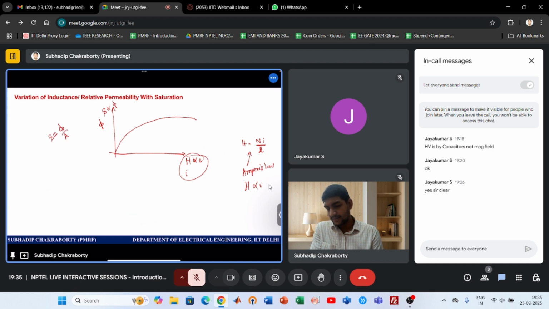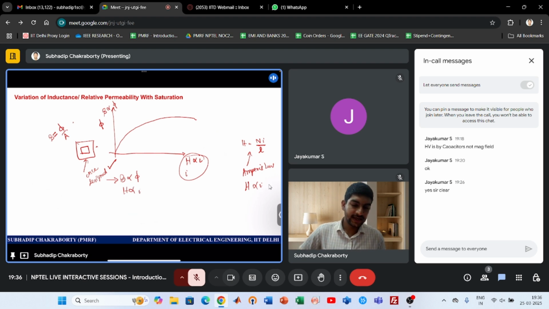Phi by A. So once the system or the magnetic circuit is designed, I can write B proportional to phi and H proportional to I, because neither the length nor the cross-sectional area will change, because the material or the system is designed, right? So I can write this as phi versus I or B versus H.